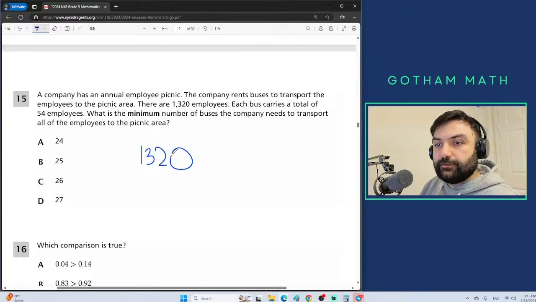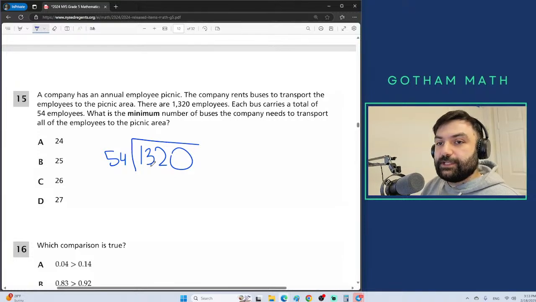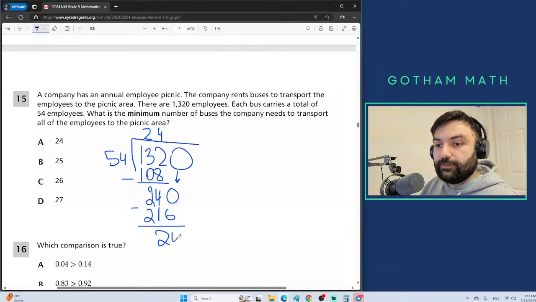So it's going to be 1,320 divided by 54. 54 cannot go into 1, it cannot go into 13, but it can go into 132. So how many times can 54 go into 132? Twice. Why? Because 2 times 54 is 108. All right, let's do 132 minus 108, which is 24. And now we're going to have to bring the 0 down. It's going to be 240. 54 goes into 240 4 times. It's going to be 54 times 4, which is 216. We subtract, we get remainder 24. So the answer is 24, remainder 24.